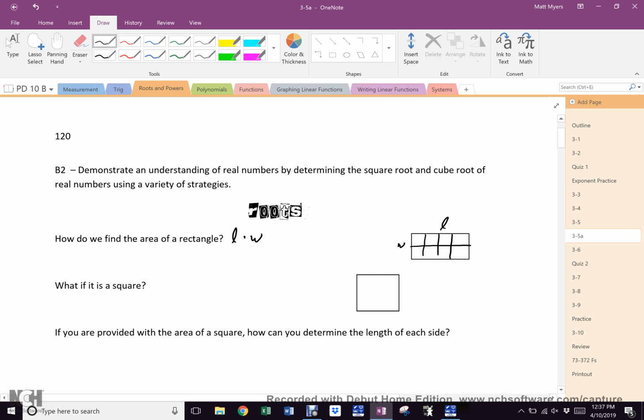So, length times width. 8. Easy peasy, lemon squeezy. What if it's a square? It's still length times width. Except what? Length equals width. So do we need 2 different letters? No. So we need how many letters? 1. So it's really L squared or W squared or any other variable squared. Right? Because S and S are the same.